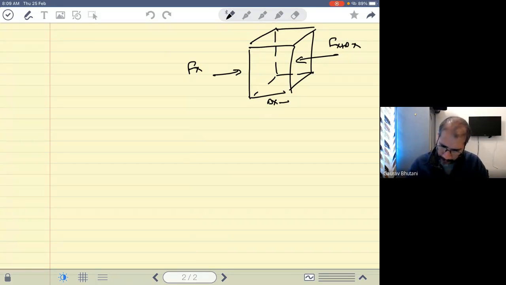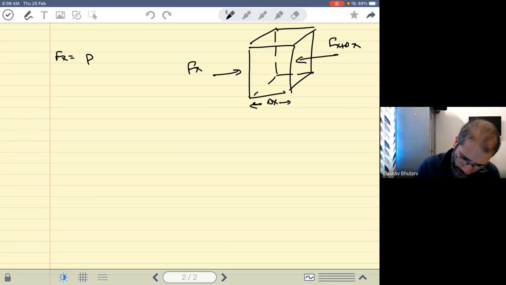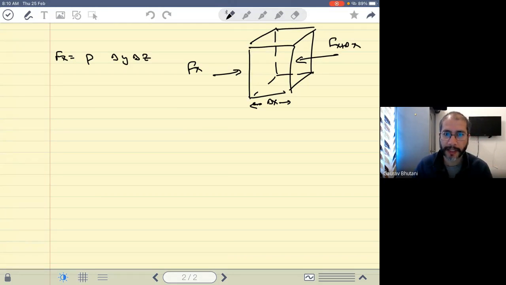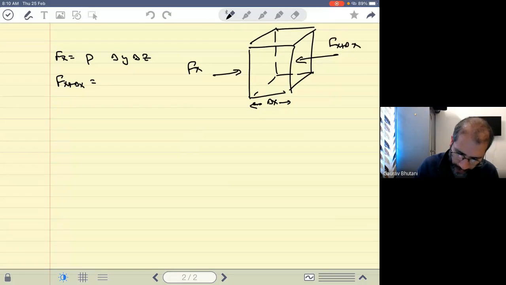Right. So f of x was the pressure value P times delta y delta z, so pressure times area on that infinitesimal plane. And then f of x plus delta x, oh sorry, there was a minus sign here that I missed. Well, no, f of x was positive because it's acting in the positive x direction, and f of x plus delta x has a minus sign, and then we have p plus del p by del x times delta x, and then you have the area, which is delta y delta z.